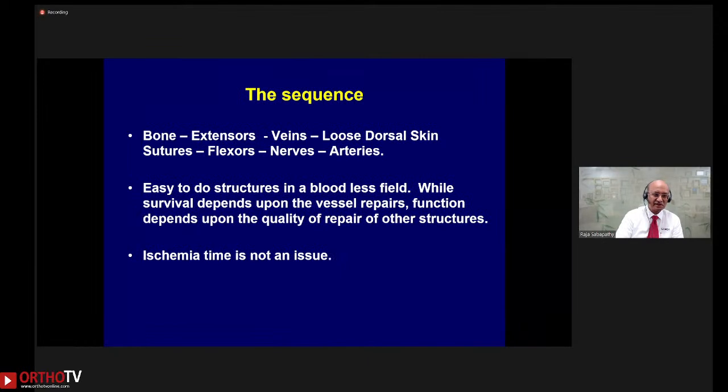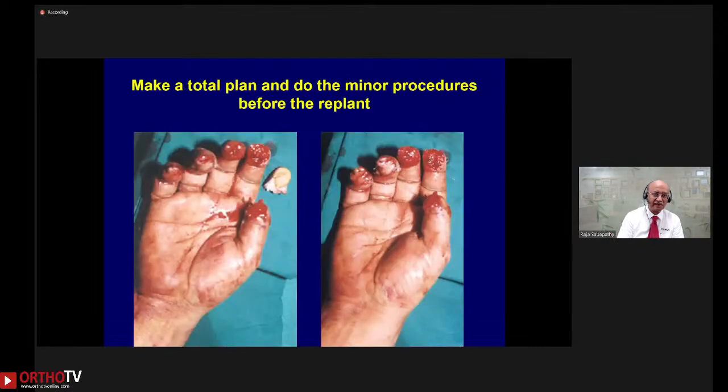The usual sequence is you do the bone, you do the extensors, you do the veins, and loosely suture the dorsal skin, because you may need fine hemostasis later. Then do the flexors, nerves, and finally arteries. We do the arteries finally, because it is easy to do the others in a bloodless field, and while survival depends upon the vessel repairs, function depends upon the quality of the repair of other structures, particularly if you want to do a digital zone 2 replant. Here, ischemia time is not an issue, so you can do the artery in the end.